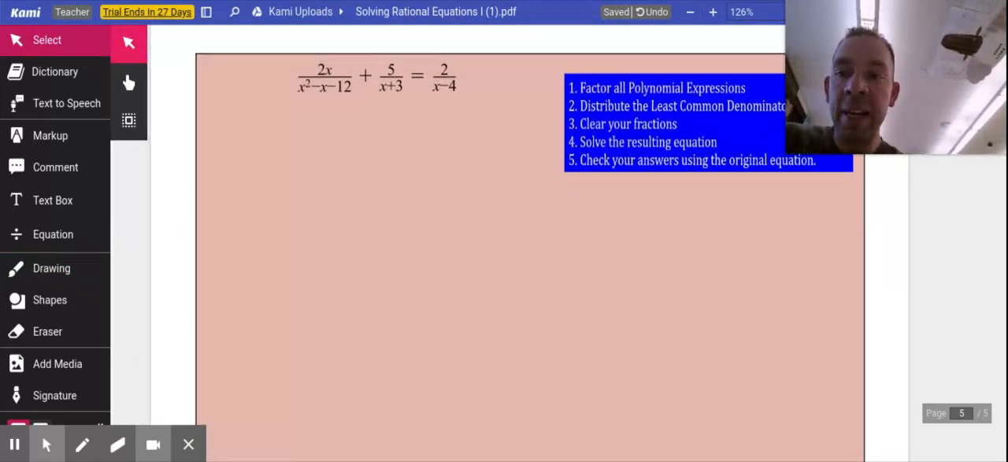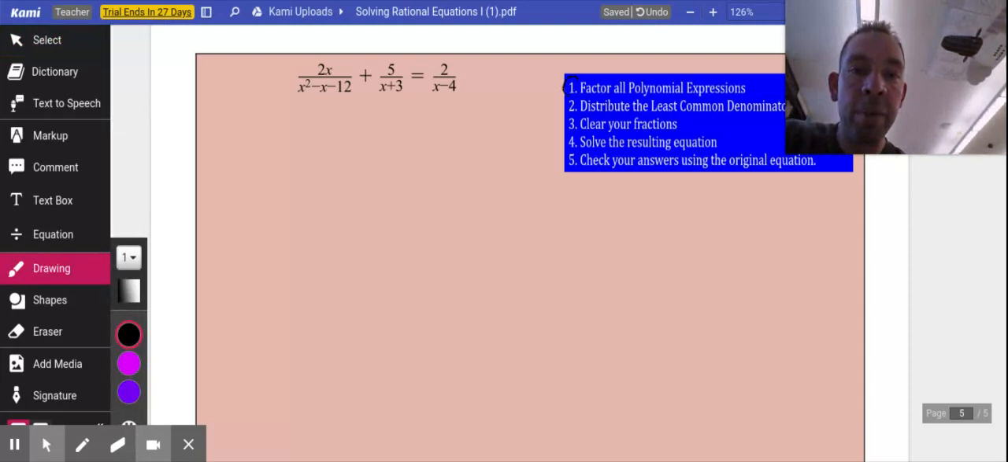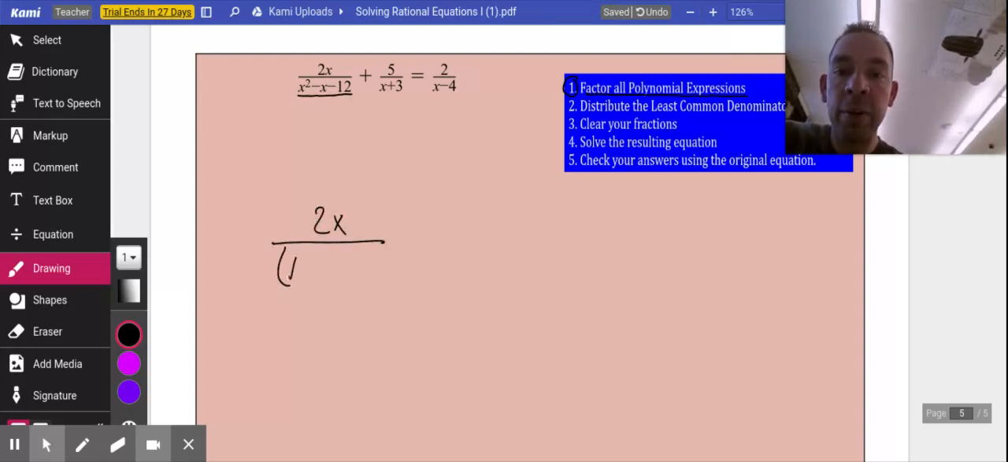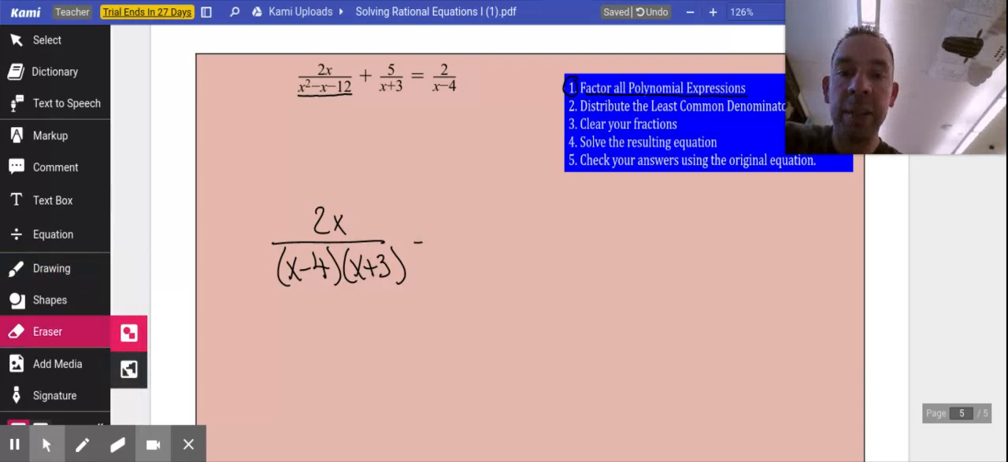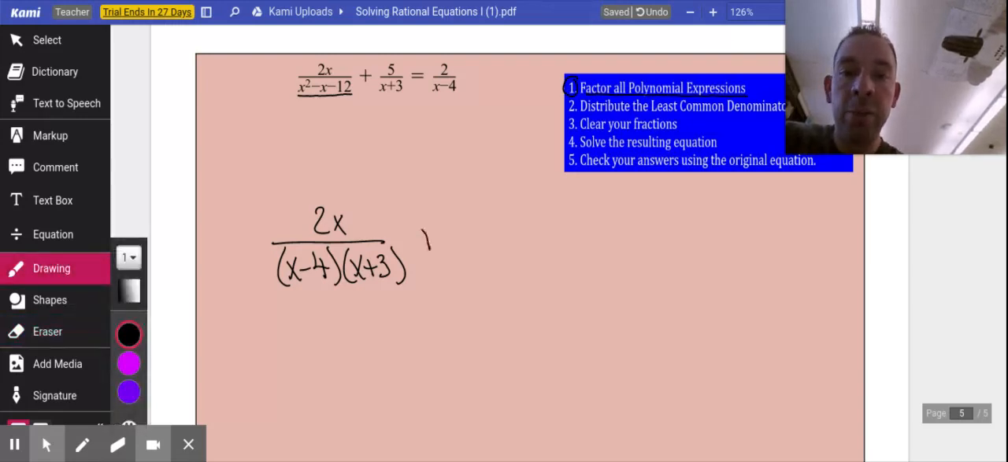This is the first time where we really get a chance to practice step number 1, where we got to factor all the polynomial expressions, because we got to factor this x squared minus x minus 12. And I believe that's going to go to x minus 4, x plus 3. Whoopsie daisy. Let's make that a plus sign. All right. No more mistakes. All right. 5 over x plus 3 equals 2 over x minus 4.